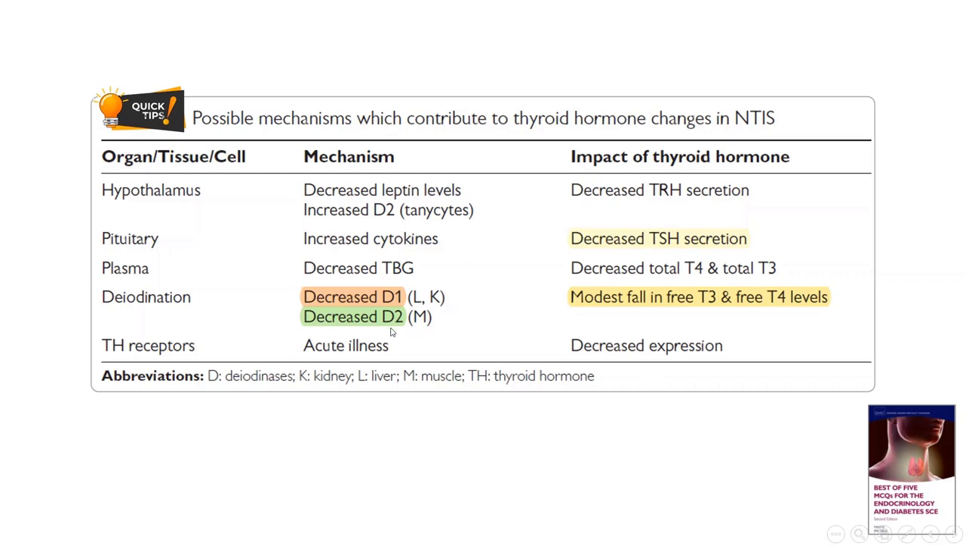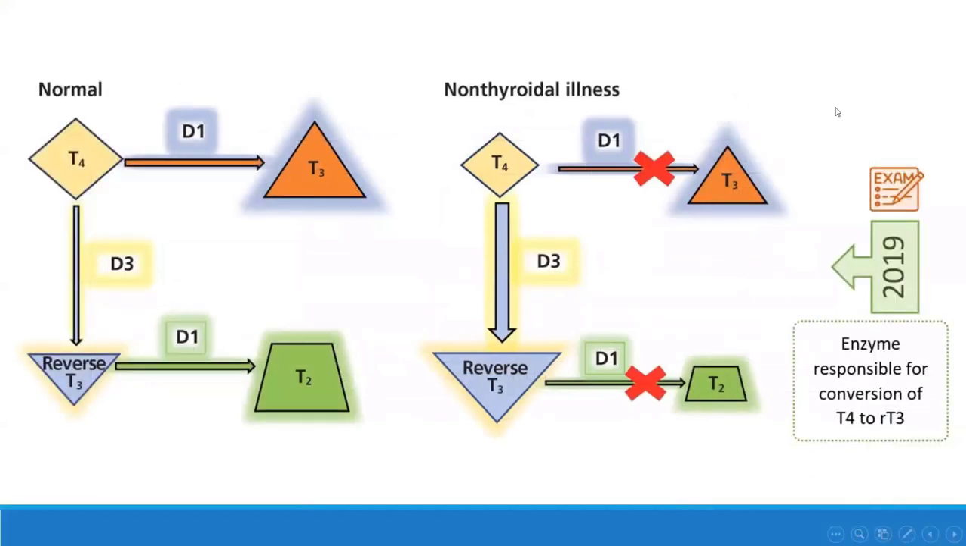So, D1 and D2 decrease leads to a modest fall in the free T3 and the free T4. And this will lead to elevation of reverse T3 because deiodinase 3 is activated. Also, in the pituitary, increased cytokines lead to decreased TSH, which is a feature of non-thyroidal illness. So, this diagram shows that in the non-thyroidal illness, D1 is decreased, so the conversion of T4 to T3 will decrease, so the net result is T3 will be decreased. At the same time, T4 is converted to reverse T3 by deiodinase type 3, leading to increased reverse T3.